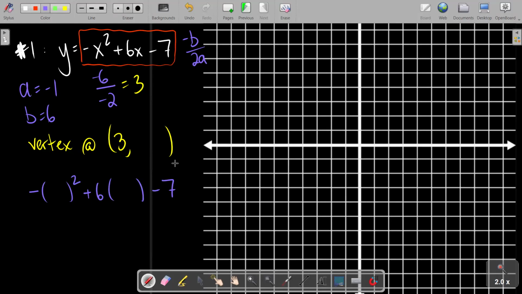Okay. And notice that the negative is not in parentheses. That's usually where the mistake happens. Anyways, I'll continue on. So we're going to put our 3 into these blanks. We're going to put it here, and then we're going to put it right here.